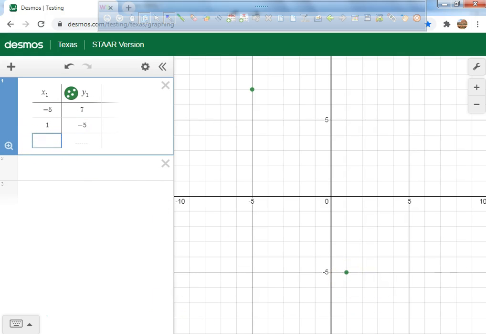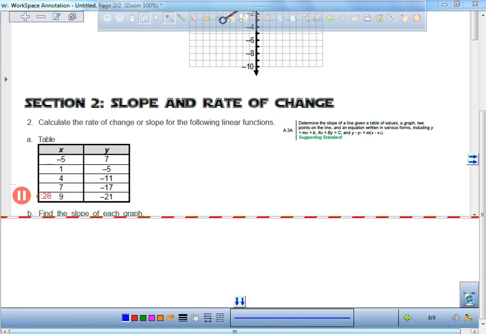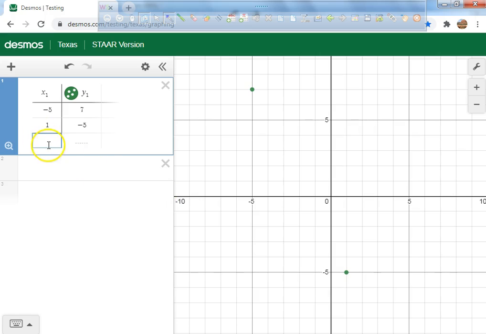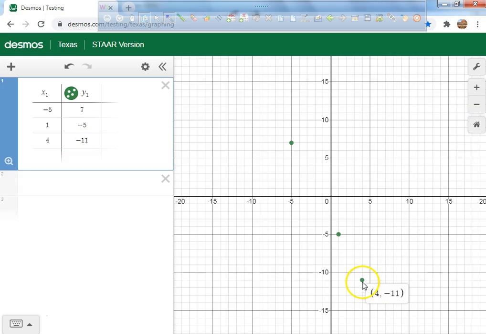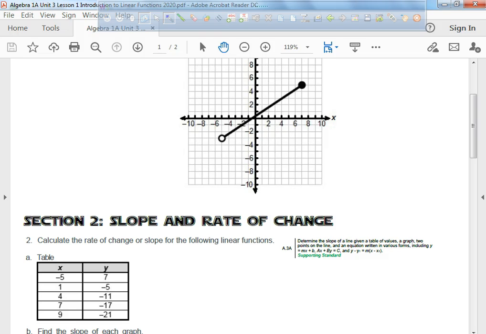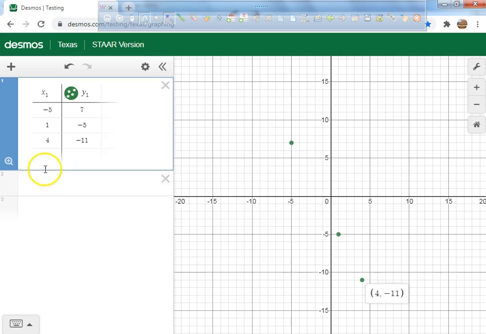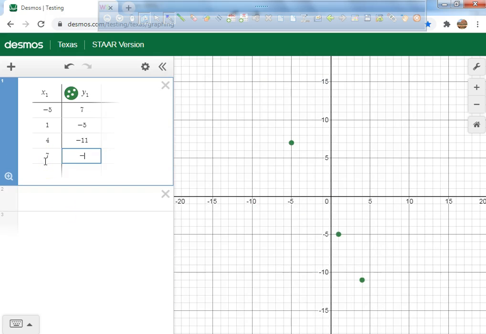So it's kind of a cool tool to use while you're working on your test. Alright, got a 4 and a -11. Now you can't see that -11. I'd have to zoom out, but if you zoom out, you can see the 4 and the -11. You got a 7 and -17, 7 and -17. And so you can still see, there it is right there.